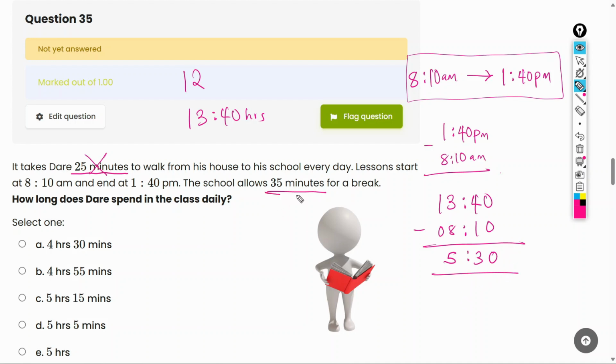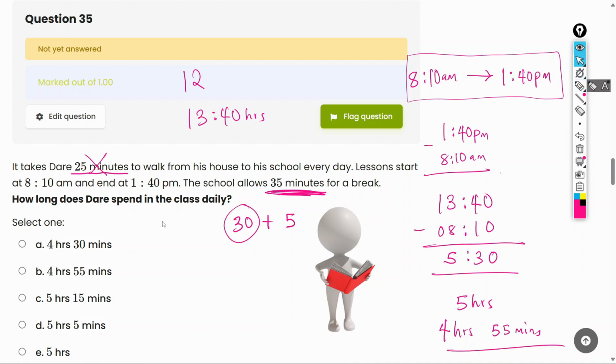Now we need to take away the 35 minute break. Looking at this, we can easily say that 35 minutes is the same thing as 30 plus 5 minutes. So if we remove this 30, that's 5 hours. And then if we remove 5 minutes from 5 hours, that's 4 hours, 55 minutes. So Dari spends 4 hours, 55 minutes in class daily. And that's right here.